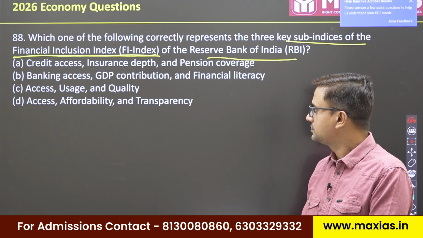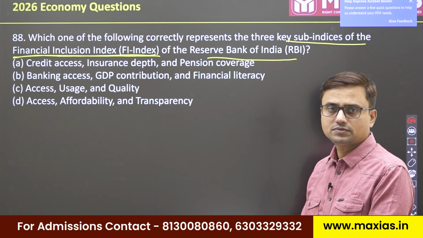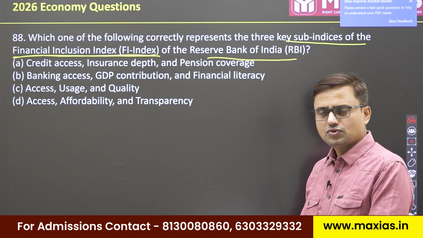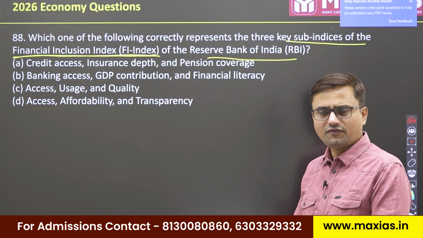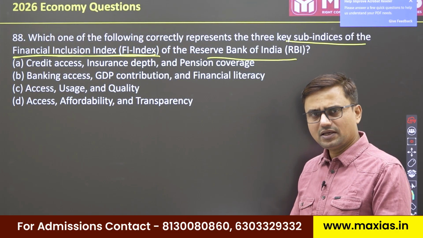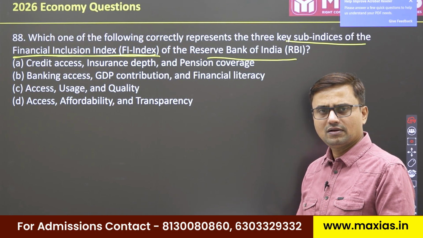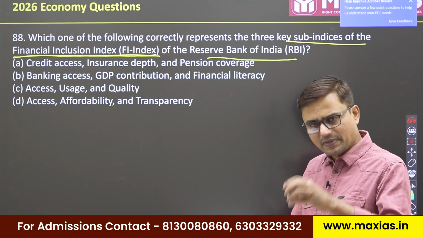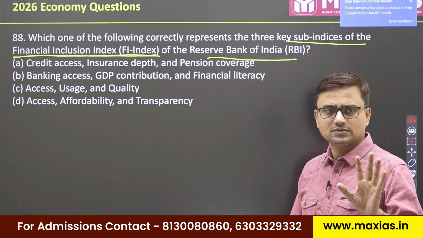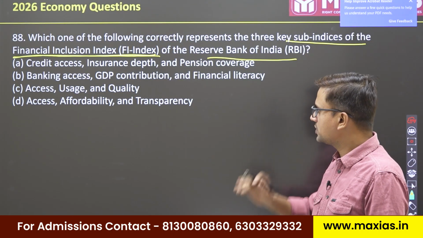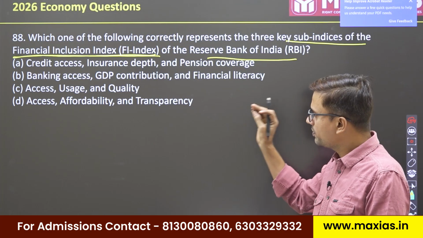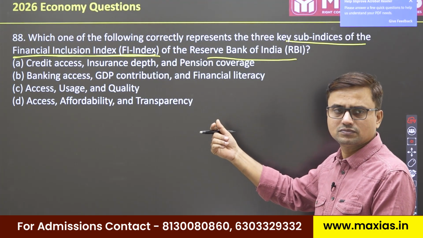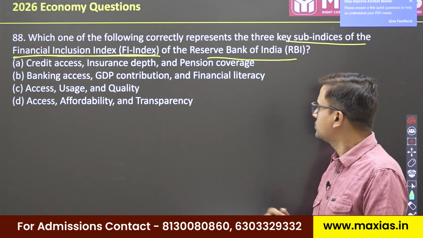Banking access, GDP contribution, financial literacy. Financial sector or financial inclusion, will it cover only banking? It covers insurance products, it covers pension products, it covers banking products. Yes or no? So the second option here, is it appearing to be an apt sub-index? Because they are giving only banking, GDP contribution, financial literacy.